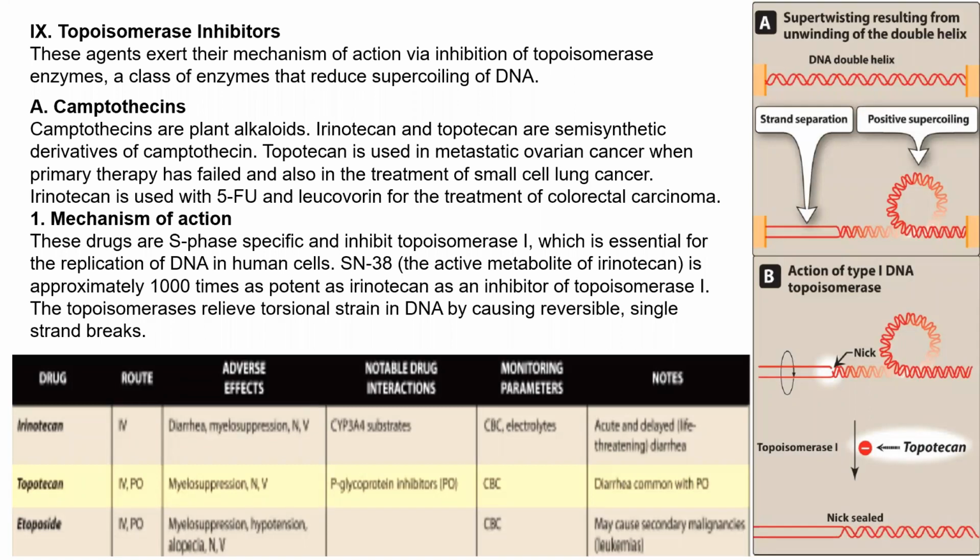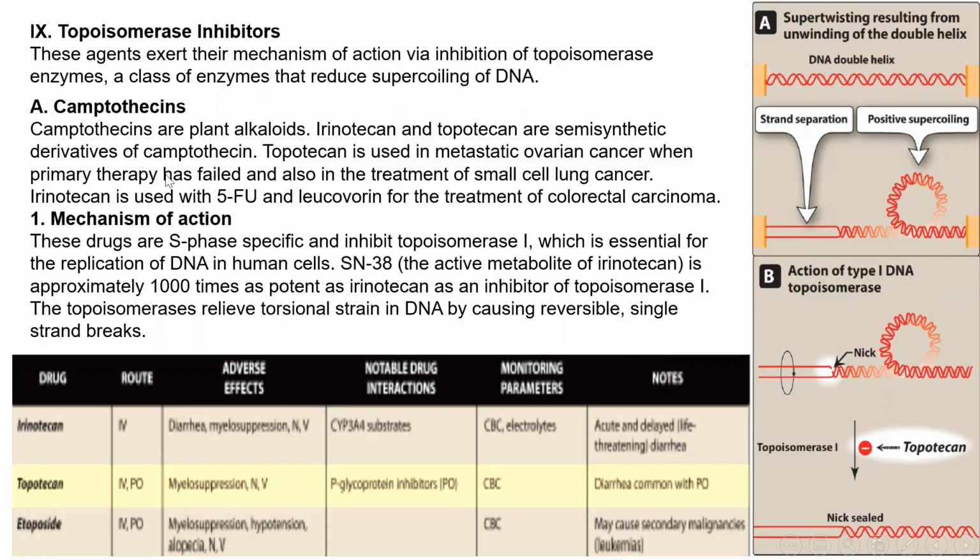Then we have topoisomerase inhibitors. And here it is important to understand what the function of topoisomerase is. Then after that, it is easy to understand what the inhibitors are doing. So these agents exert their mechanism of action via direct inhibition of topoisomerase enzymes, and we have in general two kinds of topoisomerase, as we will discuss now: topoisomerase 1 and topoisomerase 2.